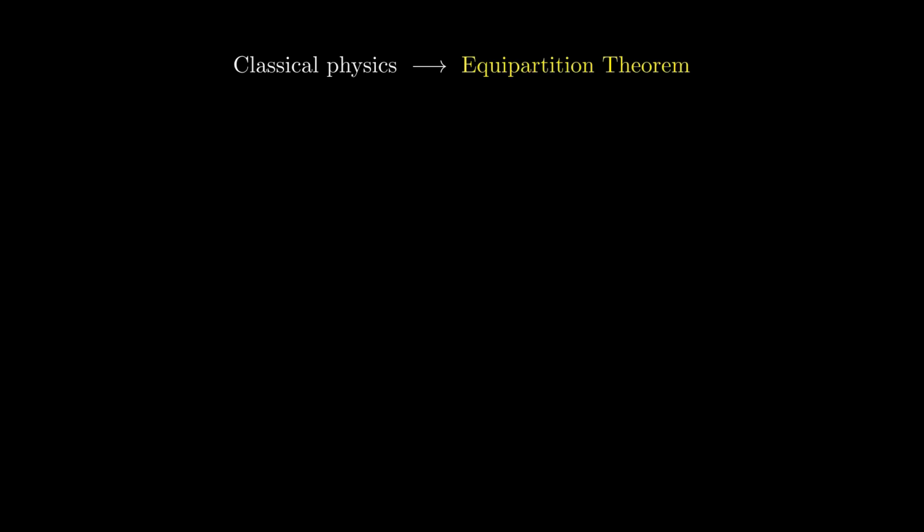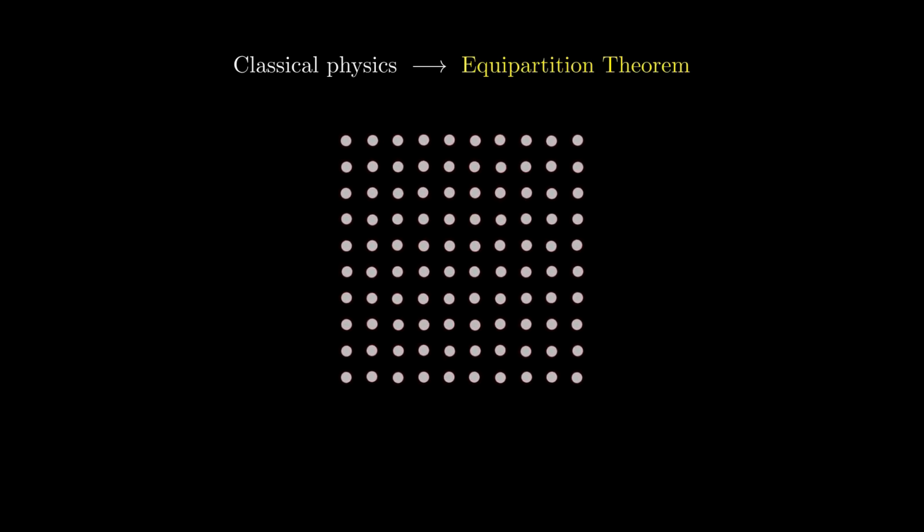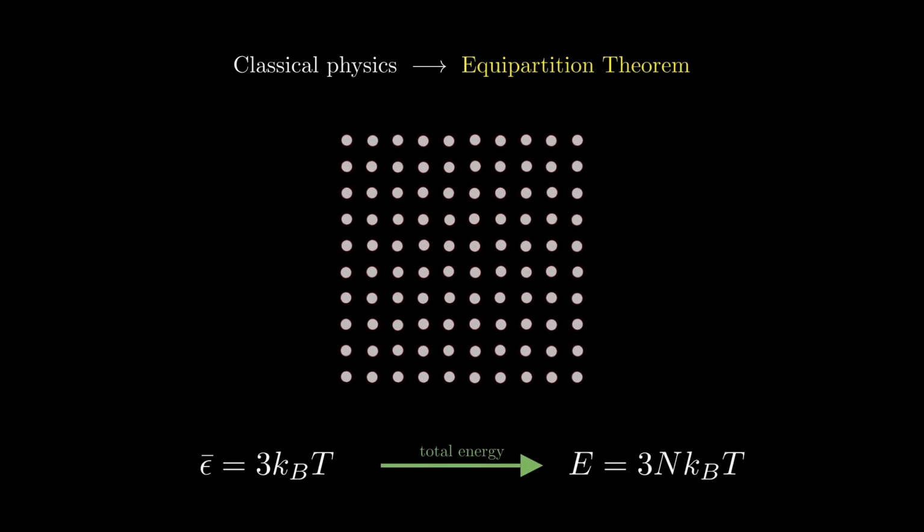In classical statistical physics, there is a famous law of energy distribution called the Equipartition Law. Consider a solid of n small identical atoms, each of which can vibrate about its equilibrium position. This law demands that each of such atoms should have by thermal equilibrium an amount of energy equal to 3 k_B T, where k_B is Boltzmann's constant and T the temperature in kelvins. Since we have n of such oscillating atoms, the total energy of the solid should be 3 times n times k_B T.